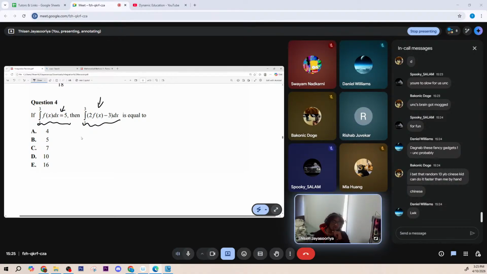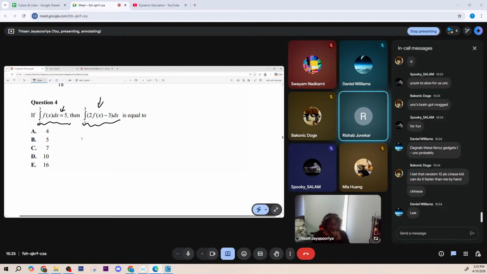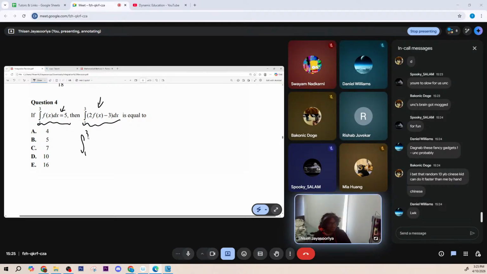What do we do for integration by recognition? You remember that I distributed the integral? So I can distribute it like this. And then I can factorize out the 2. So I can get here 2 times the integral from 1 to 3 of f of x dx.